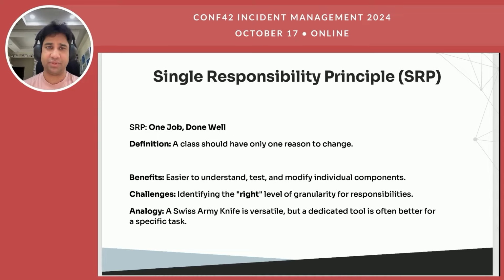So let's start with the first one, which is SRP, the single responsibility principle. As it says, single responsibility, it's quite simple in terms of understanding. Single responsibility means one component, whatever it is, module, class, function, should have only one responsibility. They should do one thing, and they should do that one thing quite well.